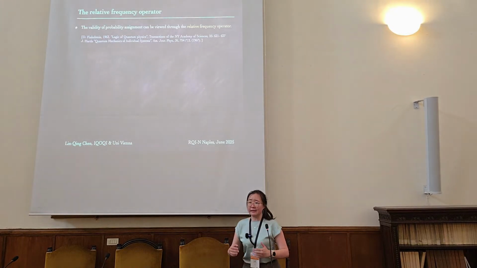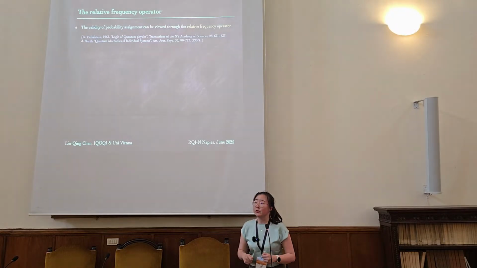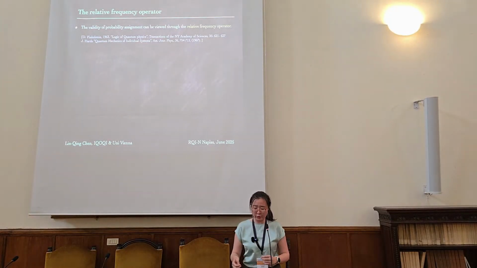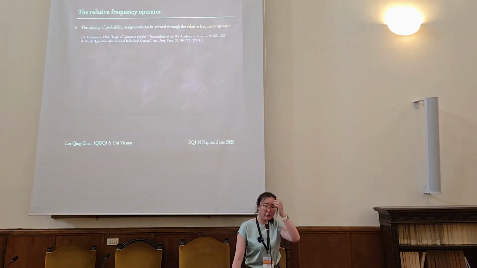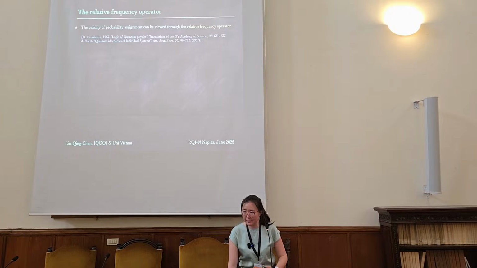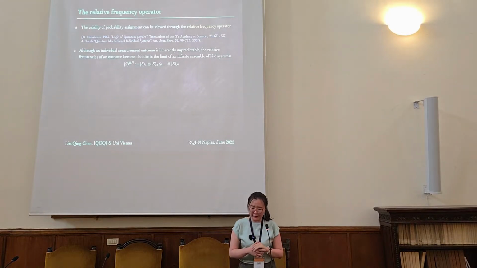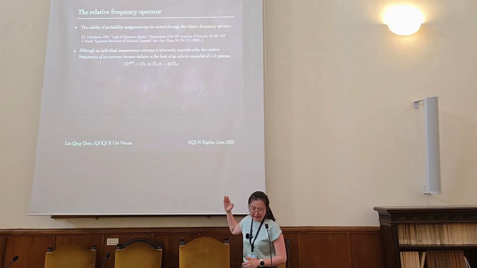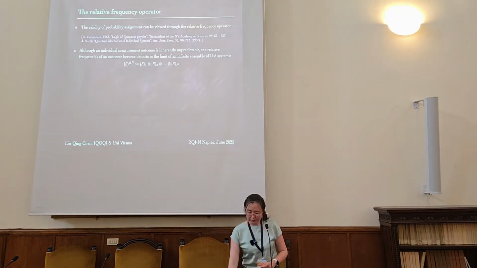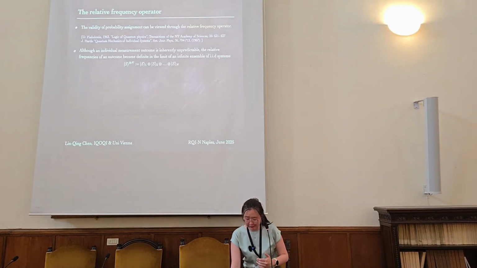So technically, to check the statement, one needs to use the relative frequency operator. However, you don't need to be committed to frequentism to use it to check the failure of IID in certain systems. This is a beautiful idea developed by Finkelstein, Hartle, etc. It's a way to see the validity of probability assignment.